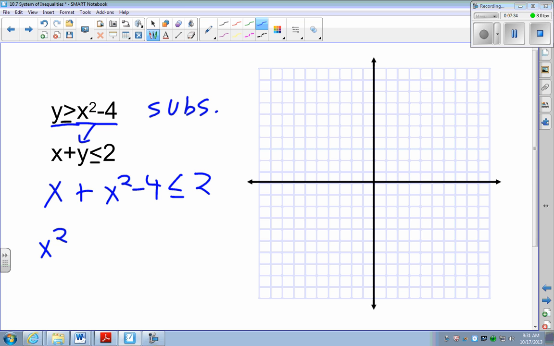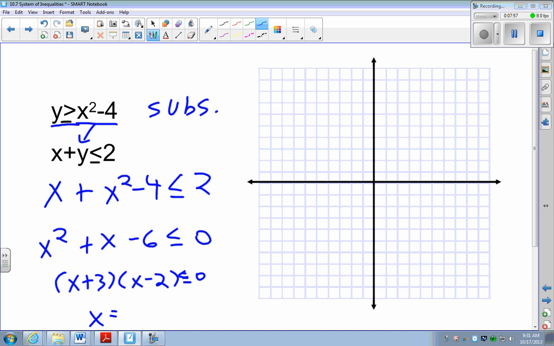x squared plus x minus 6 is less than or equal to 0. You can factor this down, right? To be x plus 3, x minus 2 equals, or is less than or equal to 0. And so we'll have x is equal to negative 3, and x is equal to 2.